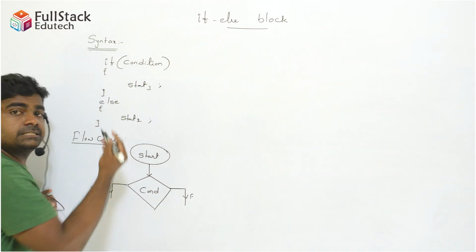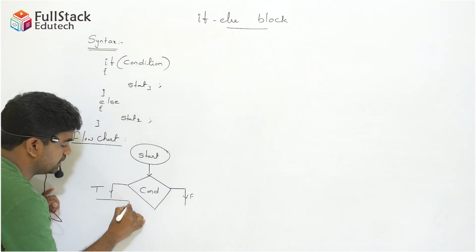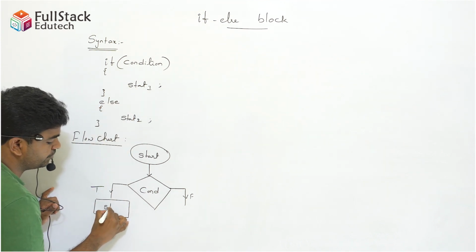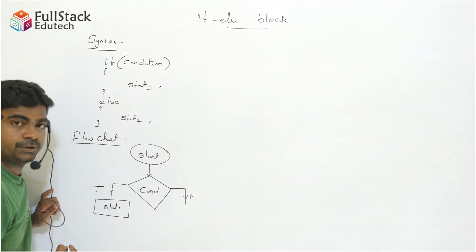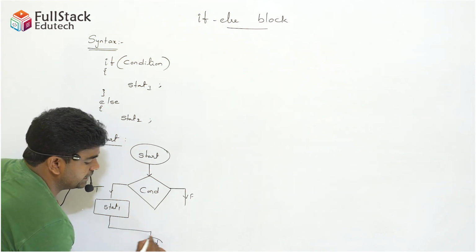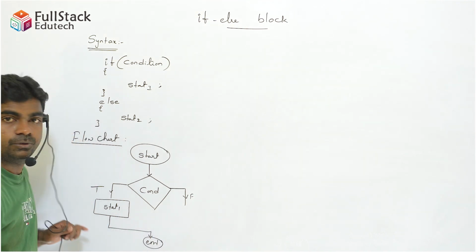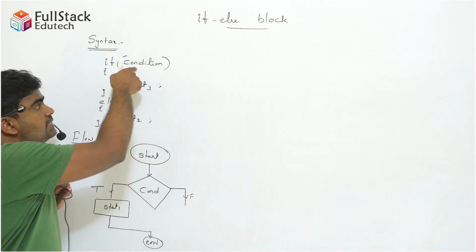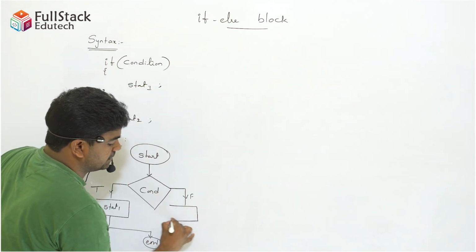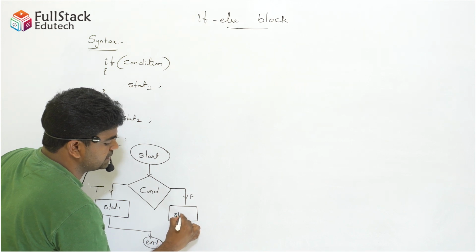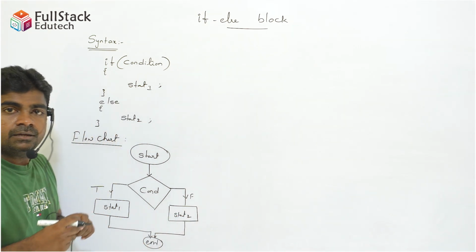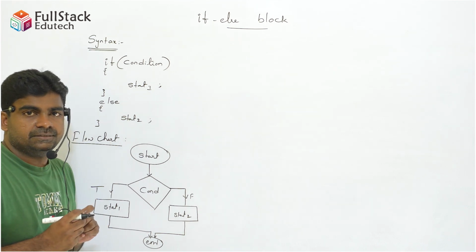If the condition is true, then the if block executes. If block statements means statement 1 executes. After that, it will directly come to the end, the remaining statements execution. If the condition is false, the second block of statements, the else block of statements, executes directly. This is the way of writing the flowchart for if-else.